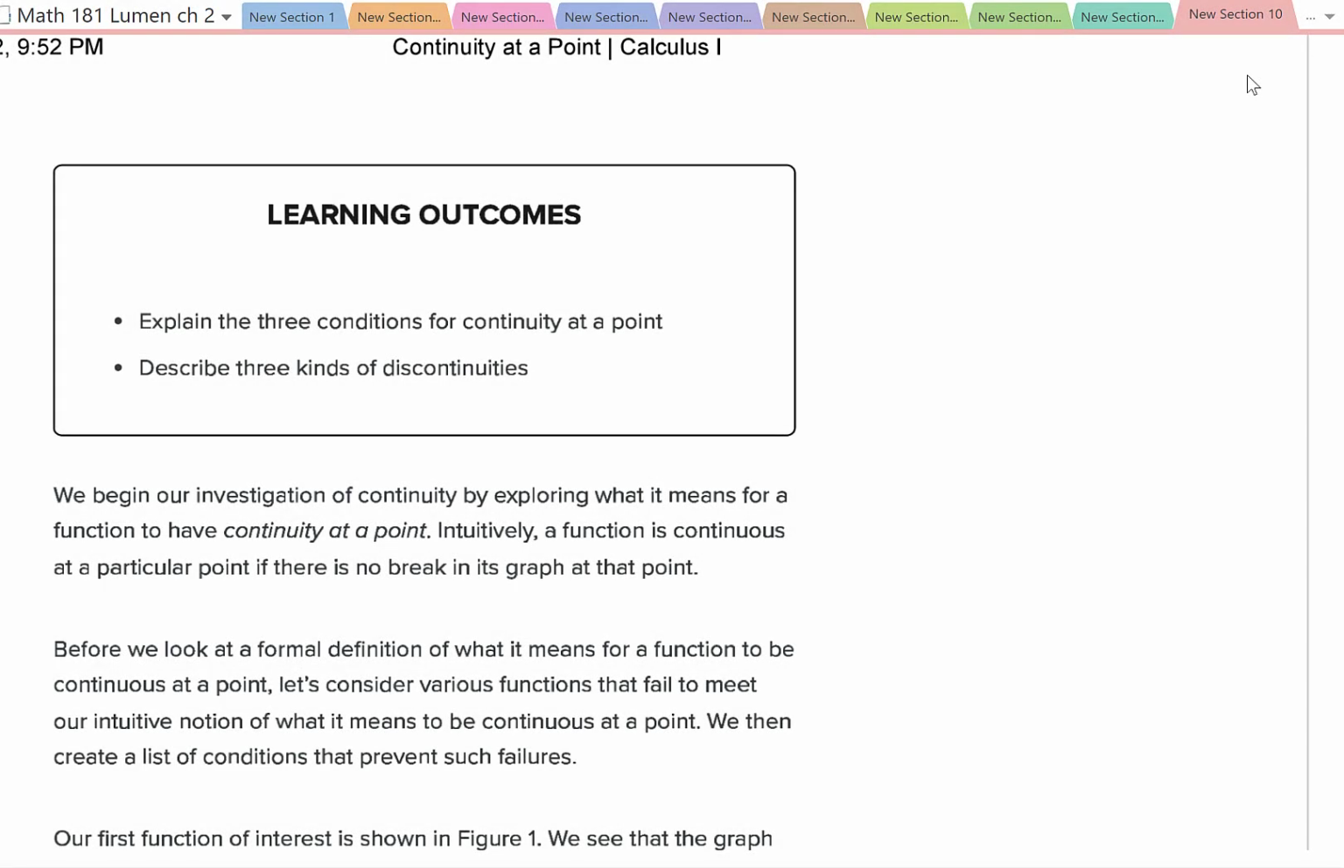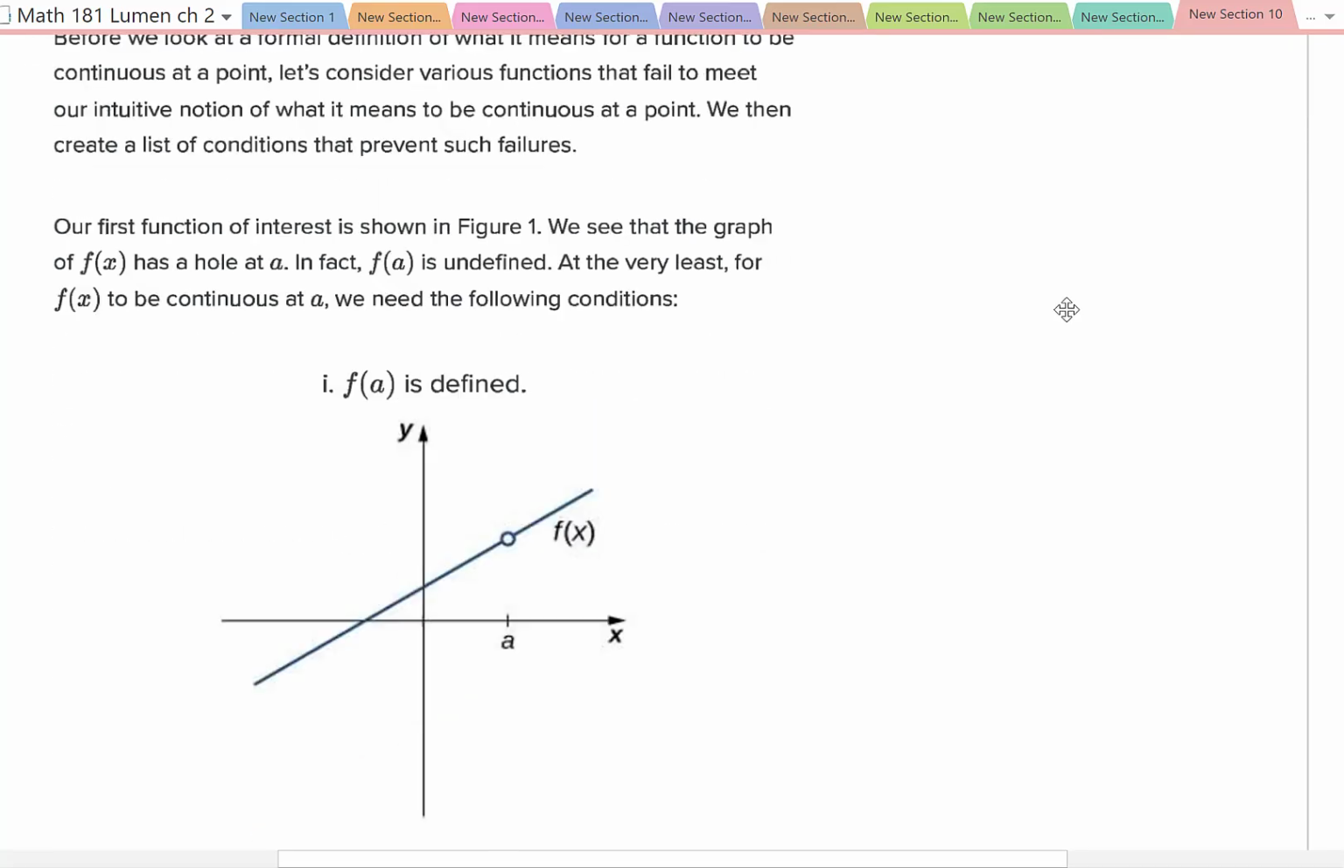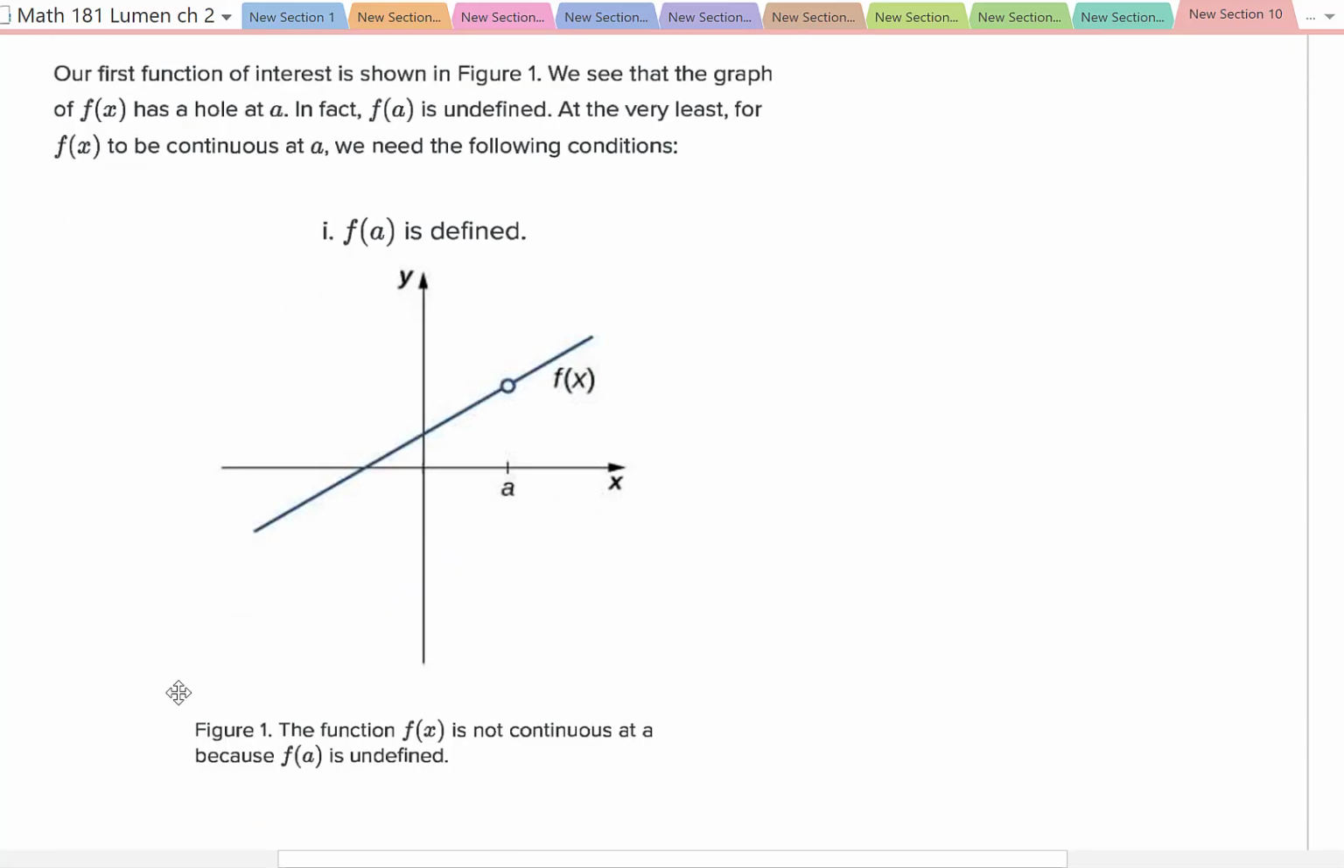Hello, in this lesson we're going to be looking at continuity at a point. So our outcomes are going to be to explain the three conditions for continuity at a point and describe the three kinds of discontinuities. So as we look at, we have three types of things that we want to happen for a function to be continuous.